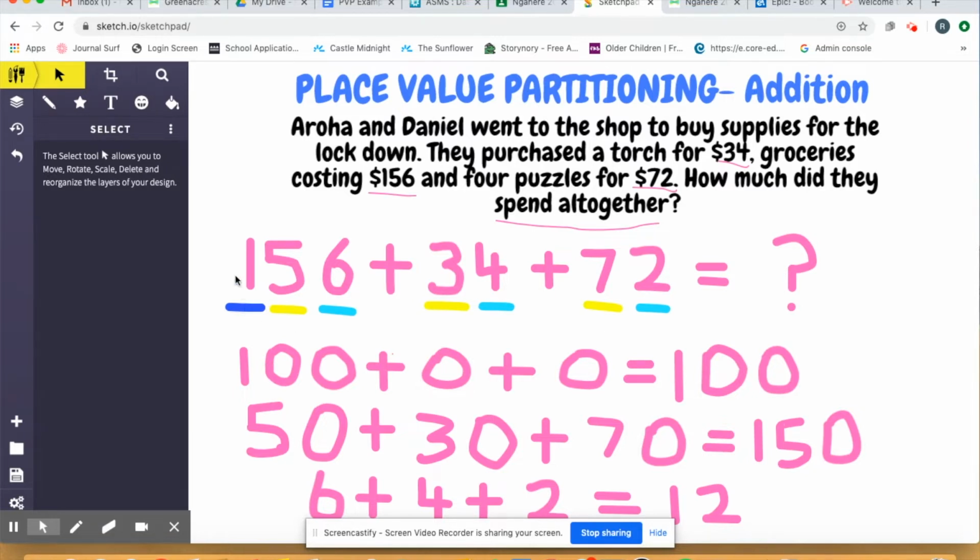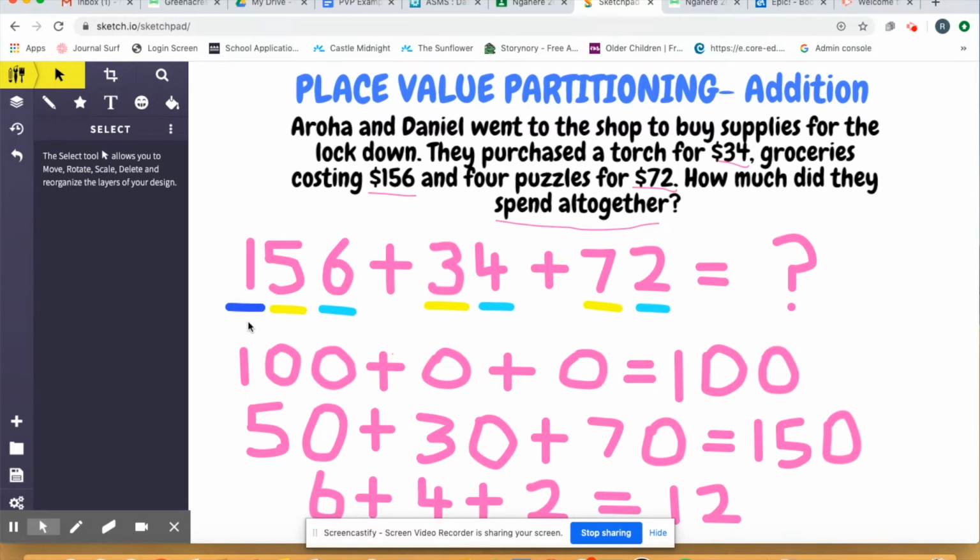Now, down here, I've put my important figures, 156, 34, and 72. Now, when I do place value partitioning, I split these numbers up into their place value columns. So in the dark blue, I've highlighted any numbers that are in the hundreds. So I've only got that one there, 100.